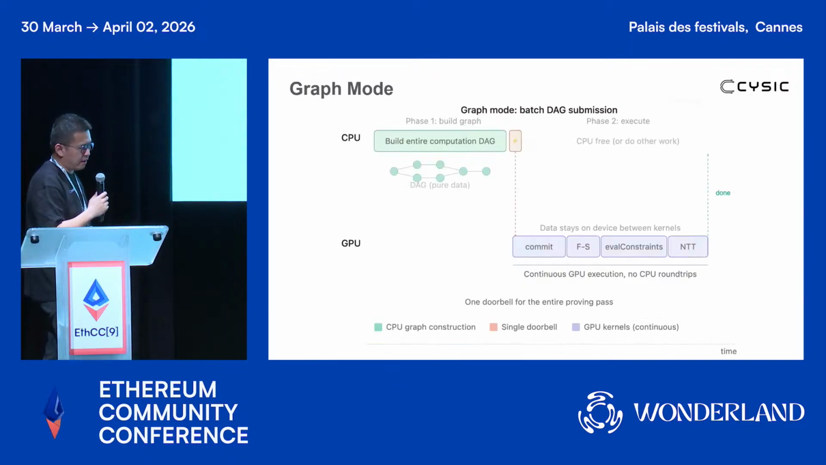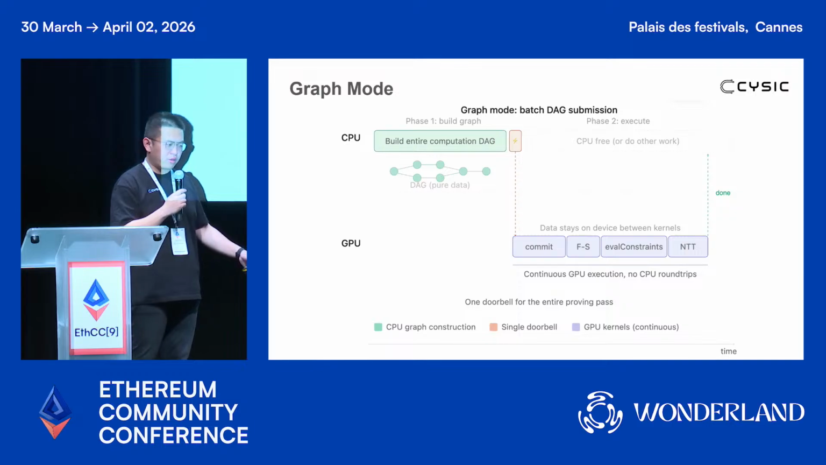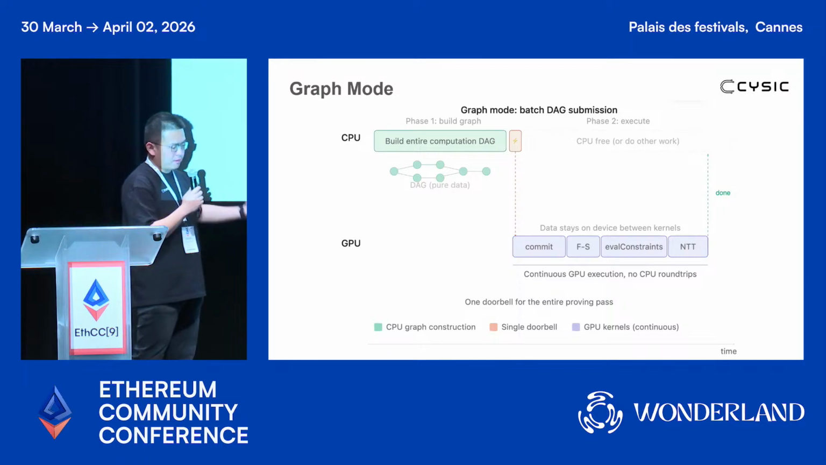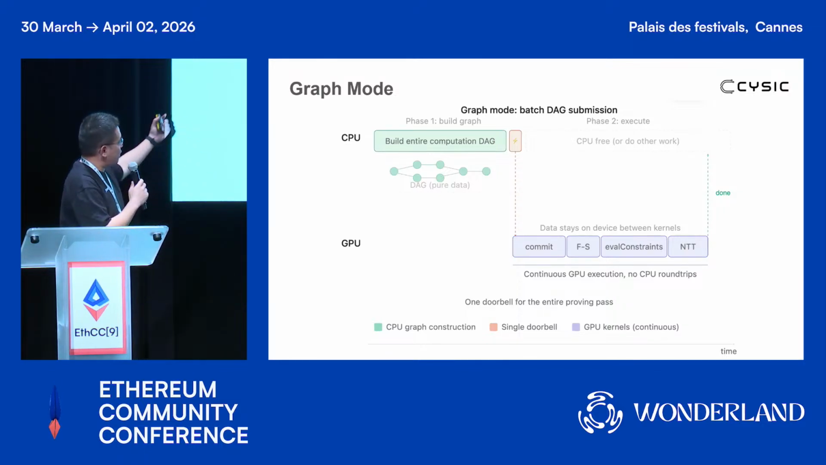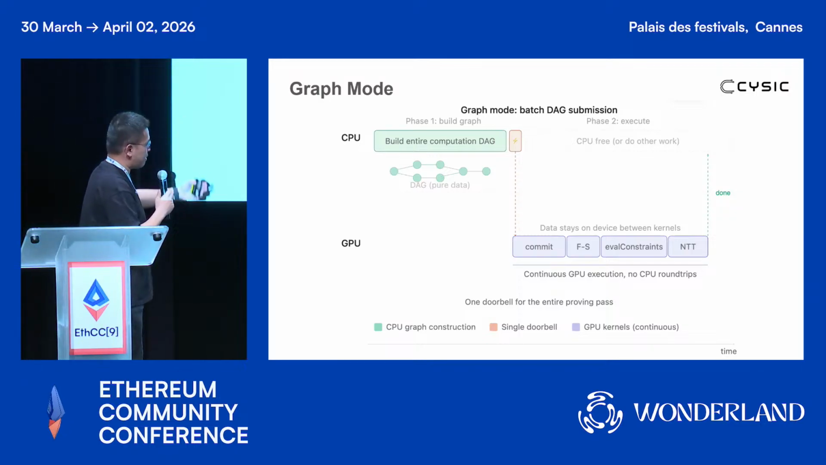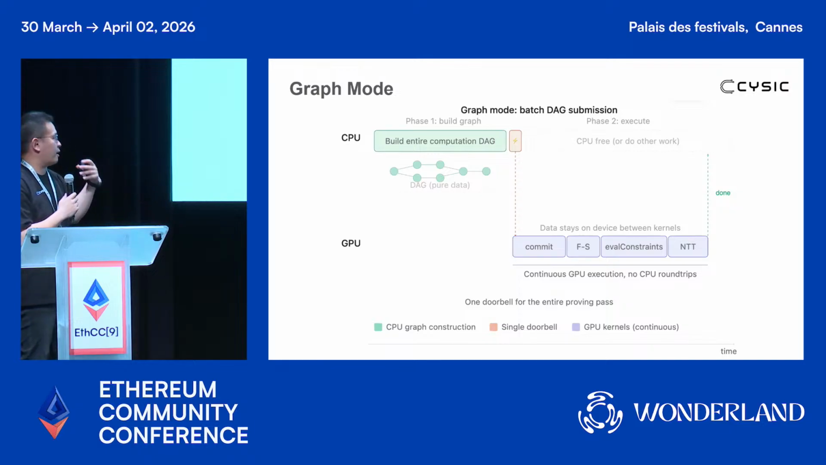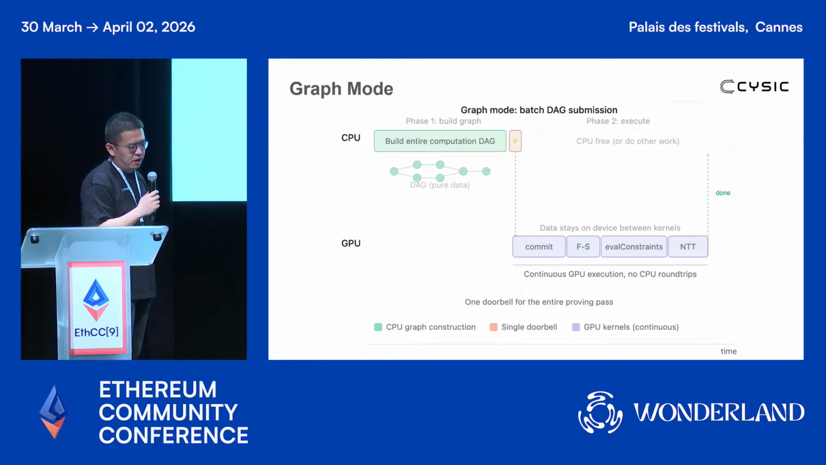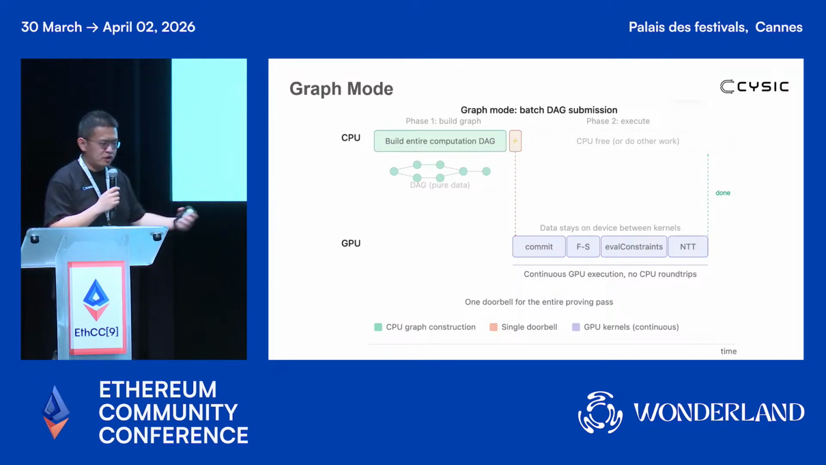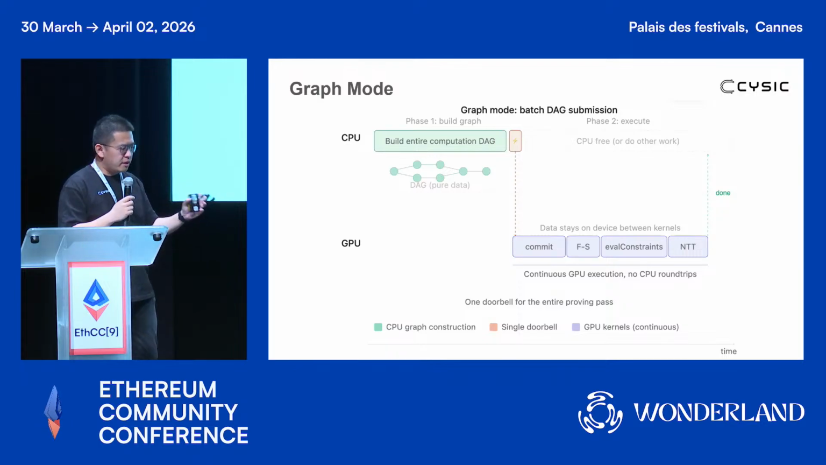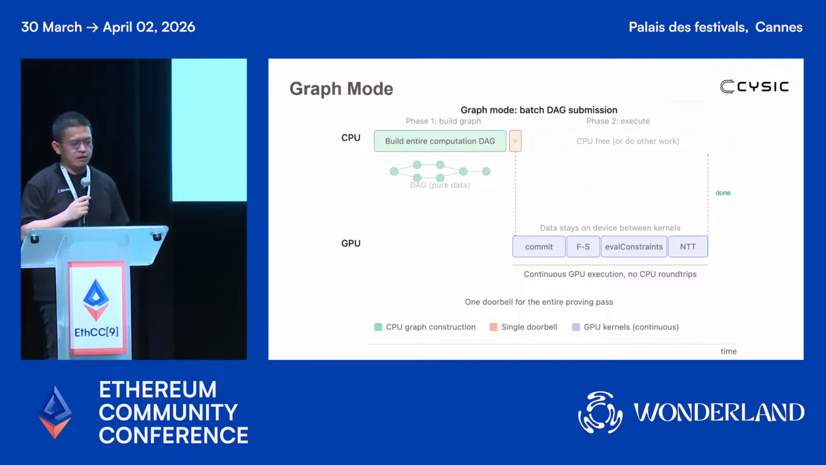Here we use a picture to illustrate the graph mode, in which the CPU will first compile this whole proving process into a graph, into a DAG. It's a pure data structure. And then we run all of this on the GPUs, as continuous GPU execution with no CPU round trips. So the GPU doesn't need to talk to the CPU, which means we can achieve globalized optimization across all kernels to make it faster. And the kernels don't need to synchronize with each other too frequently.